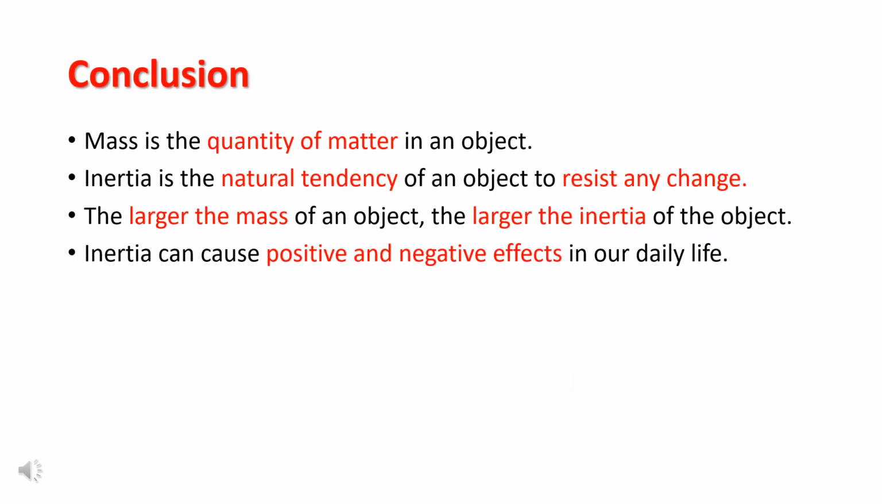In conclusion, mass is the quantity of matter in an object. Inertia is the natural tendency of an object to resist any change. The larger the mass of an object, the larger the inertia of the object. Inertia can cause positive and negative effects in our daily life.